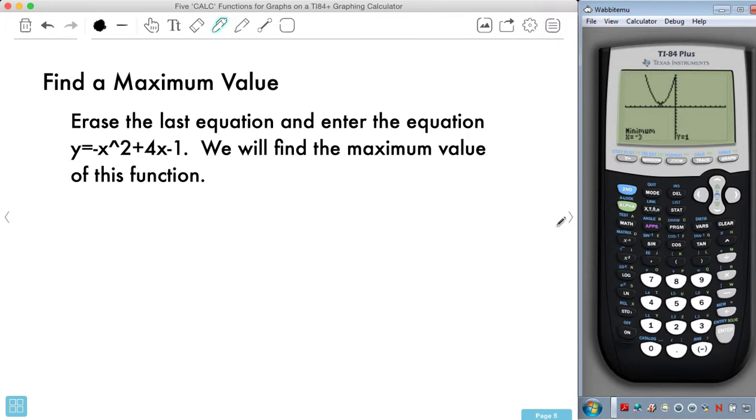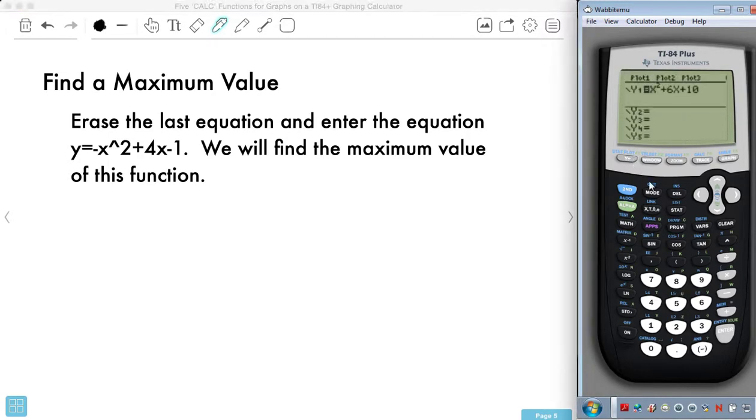Finding a maximum is a very similar thing. We have to go in and change our equation to have one that has a maximum. So we're going to use negative, make sure you use the little negative down here by the decimal point for a leading negative, negative x squared plus 4x minus 1. And again, I'm just going to hit graph and make sure we can see the maximum. We can, it's right there.